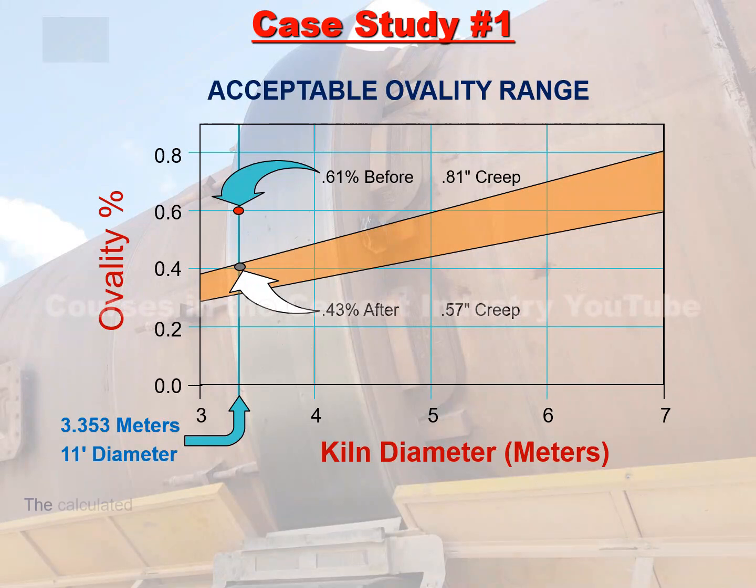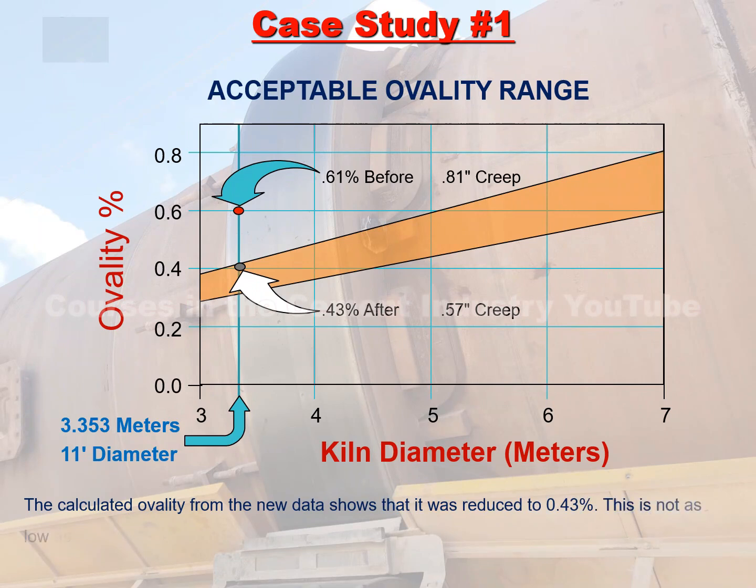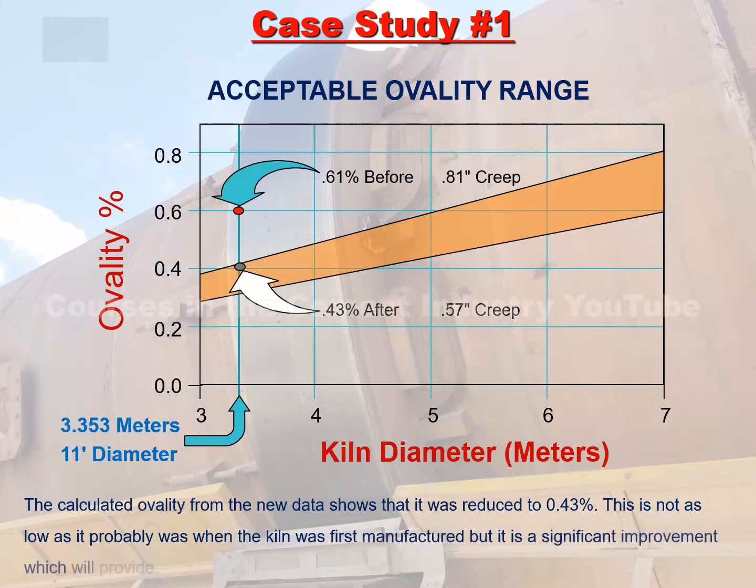Note: the calculated ovality from the new data shows that it was reduced to 0.43%. This is not as low as it probably was when the rotary kiln was first manufactured, but it is a significant improvement which will provide many years of improved refractory performance.